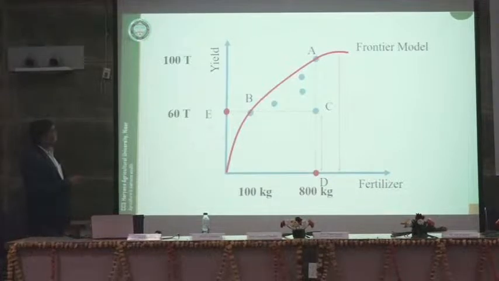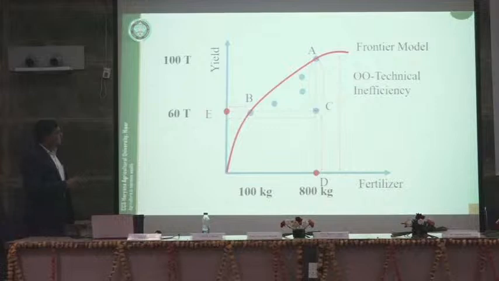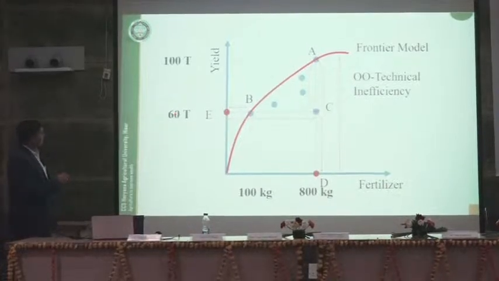For example, okay, so this amount is this one, 60 tons at 800 kg of fertilizer. So this is the production by using this much of fertilizer. And now this is the production at this much of fertilizer, and this is the same production.